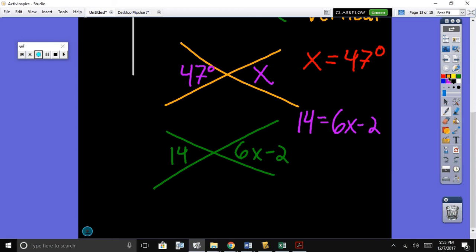Step 2 of solving is eliminate the number being added or subtracted to the variable. In this case, x is having negative 2 subtracted from it. So we are going to do the inverse of subtracting 2, which is adding 2. Why must we do it to both sides? Well, if we want to keep both sides equal or balanced, whatever we do to one side, we must also do to the other. Negative 2 plus 2 cancel each other out. And then we have 14 plus 2, which is 16, equals 6x.